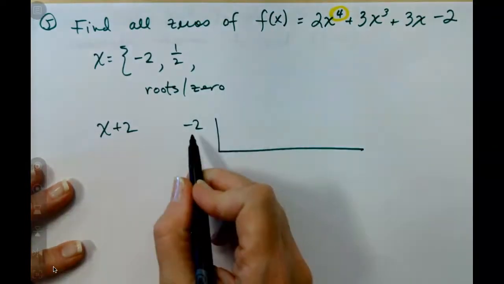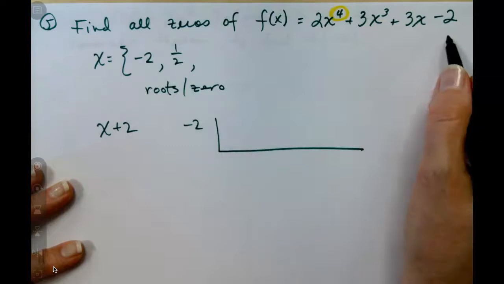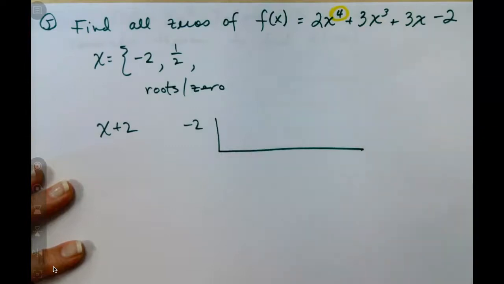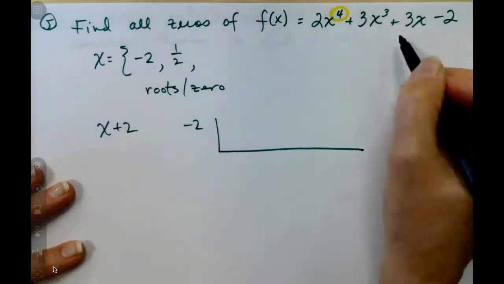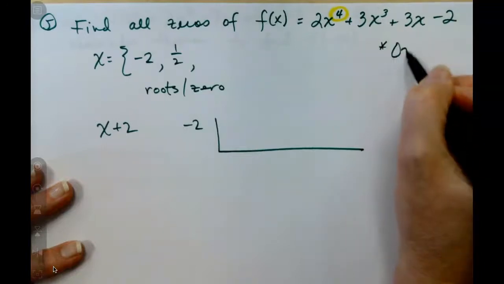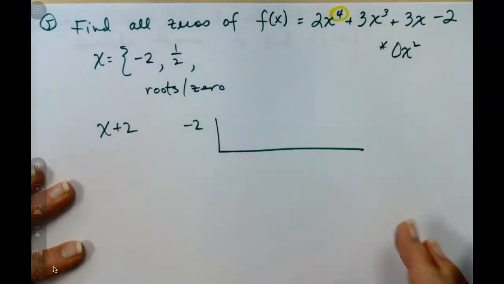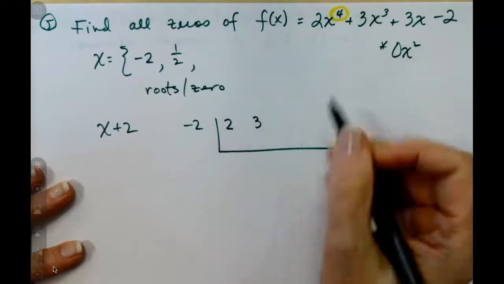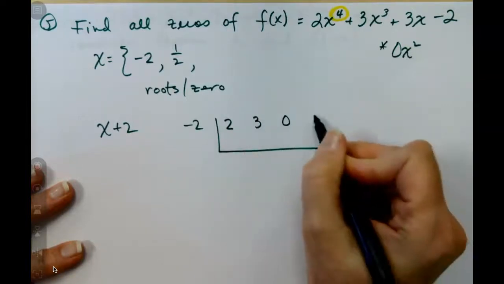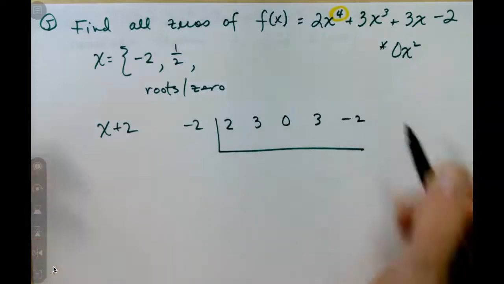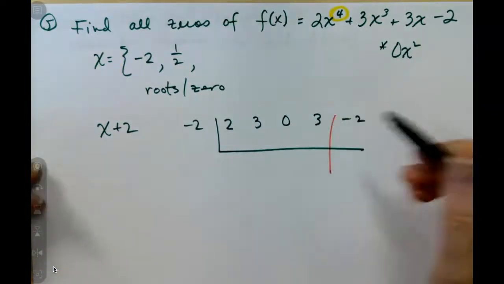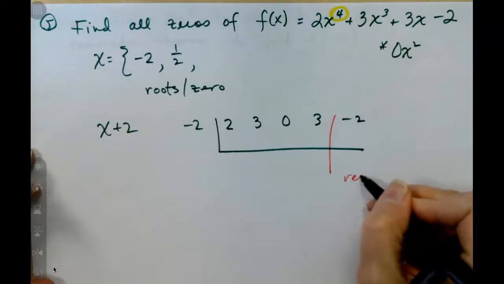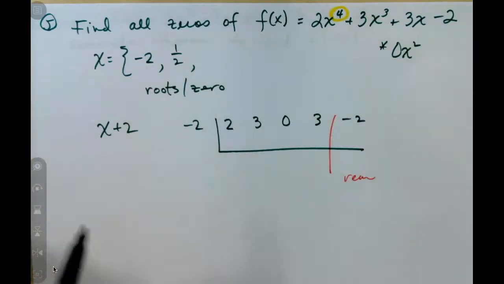I've got my root outside the box. Inside the box, remember, I need every power of x represented. So we are missing the x squared. So I'm going to put that in as a 0. 2x to the 4th, 3x cubed, 0x squared, 3x, -2. I like to draw a line right there because I'm going to get the remainder there, and I am anticipating that the remainder is 0.